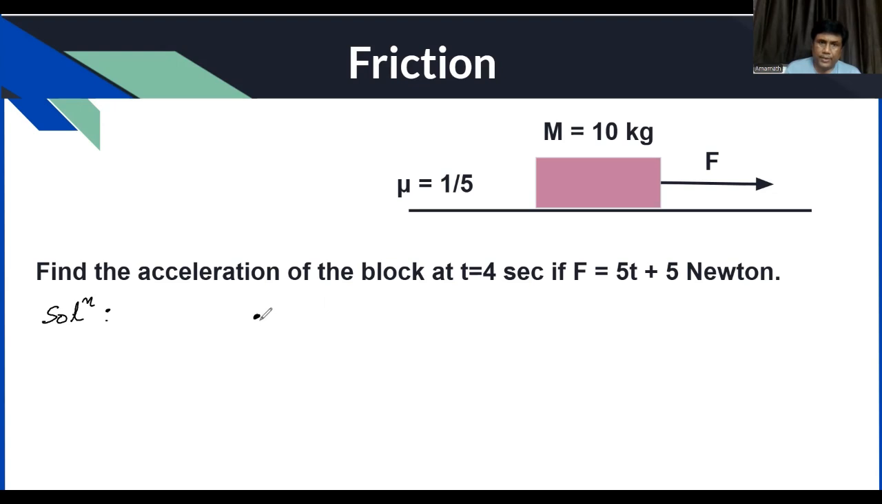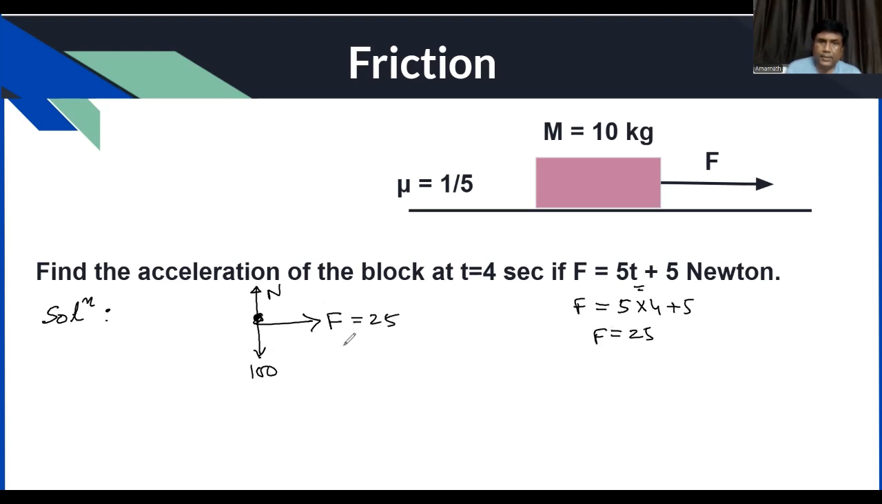First, let me draw the free body diagram. As it is 10 kg, the downward force will be 100 Newton weight, and the normal reaction will be upward. The applied force is, you see, T is 4, no? So applied force equals 5 into 4 plus 5. 5 4s are 20, 25. Applied force is 25.